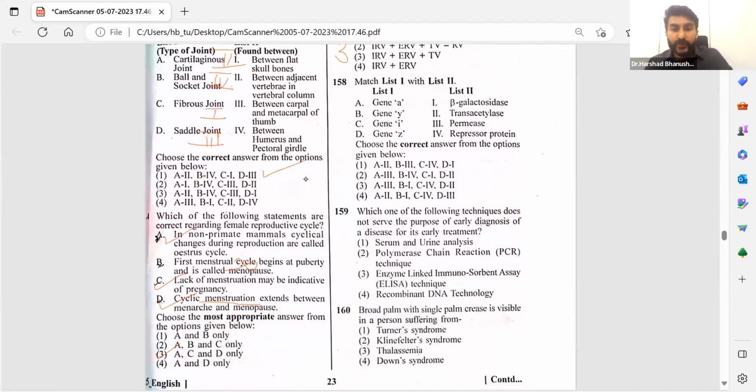Now, when you match, gene A would be for transacetylase, Y would be for permease. So A would be 3 and B would be, A would be 2 rather, B would be 3. Gene I is for repressor protein, so C will be 4. Z is for beta galactosidase. So D will be 1. So our option will be A2, B3, C4, D1, option number 1.